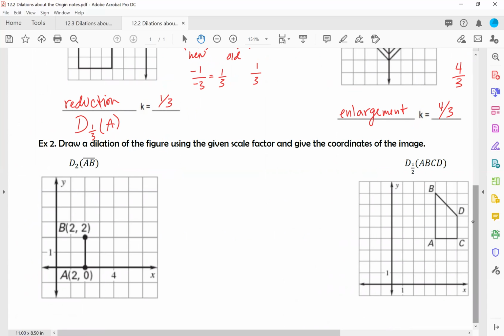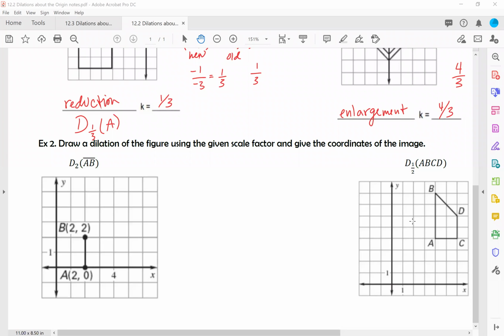We're going to dilate using the given scale factor, and then we're going to give the coordinates. So we're going to draw the new picture and give the coordinates. All right, this one, our scale factor is 2. So that means our line is going to be getting larger. It's going to be getting twice as large.